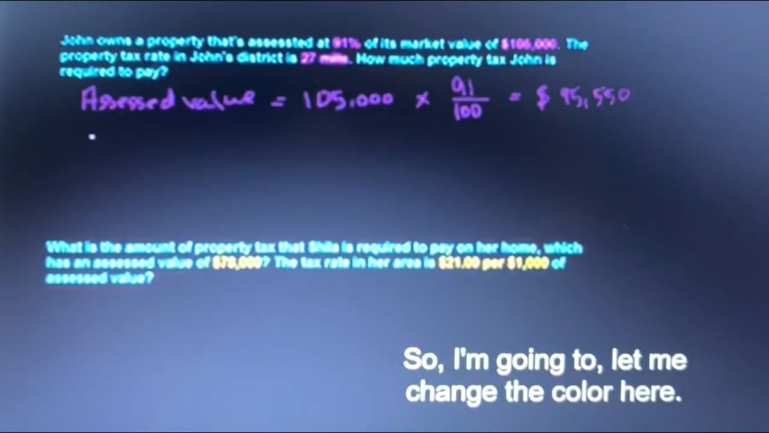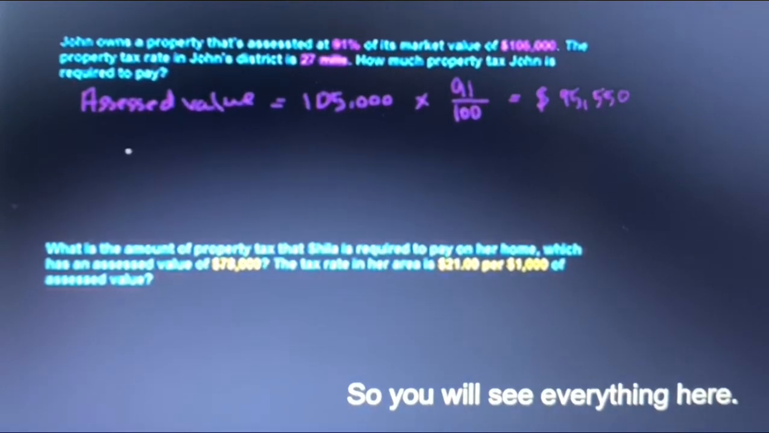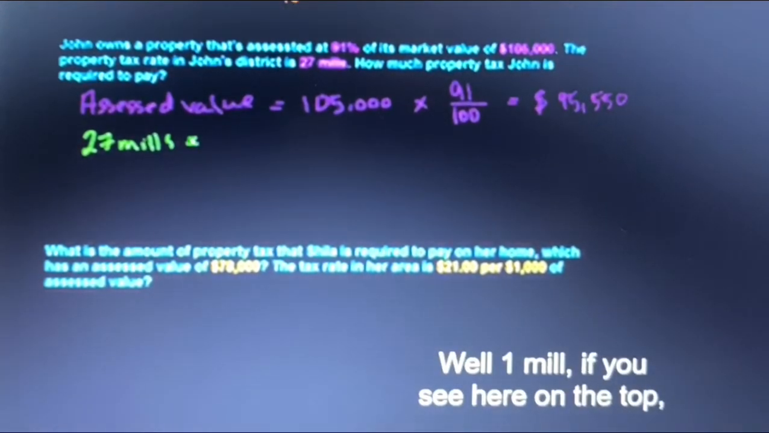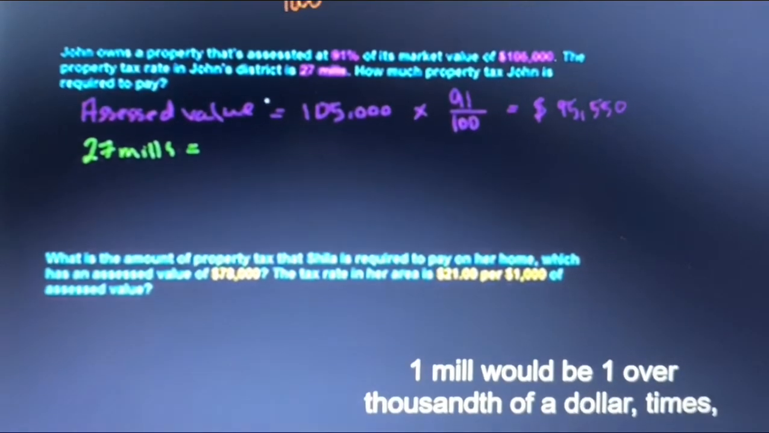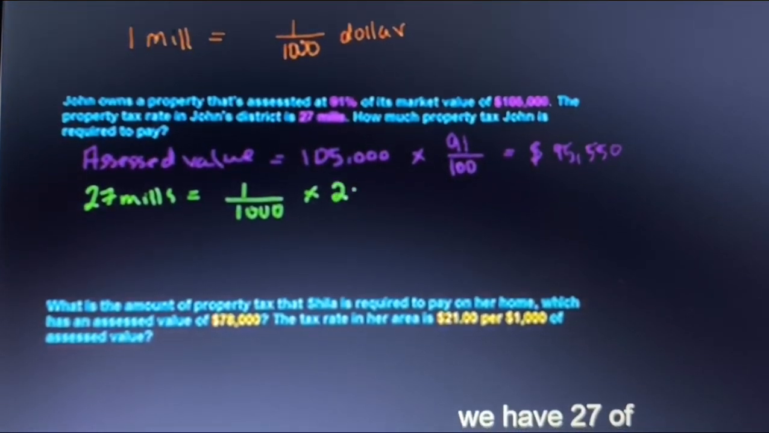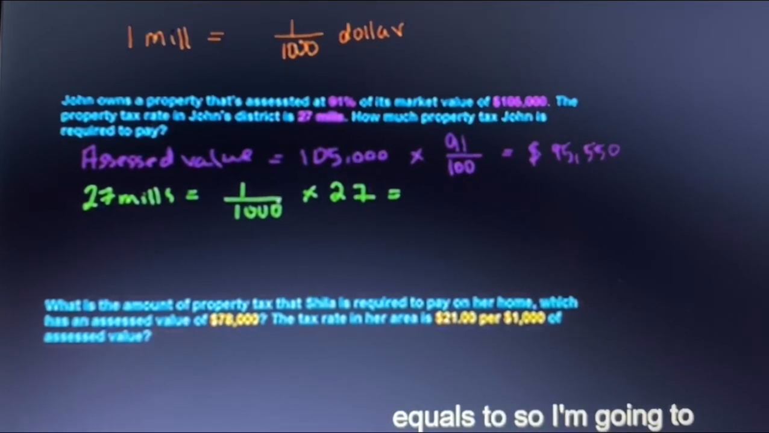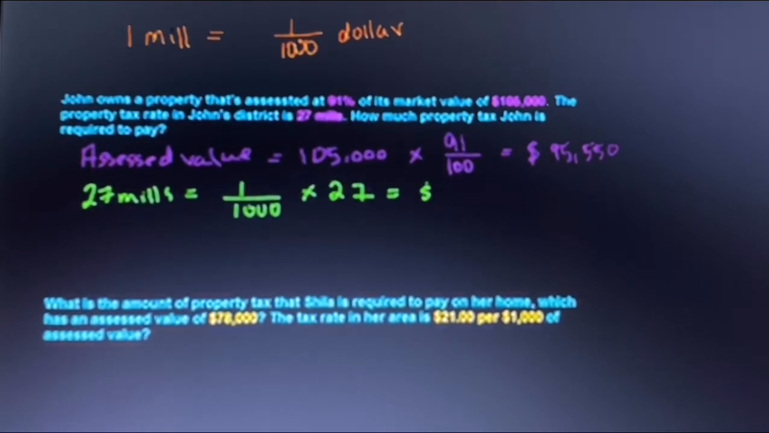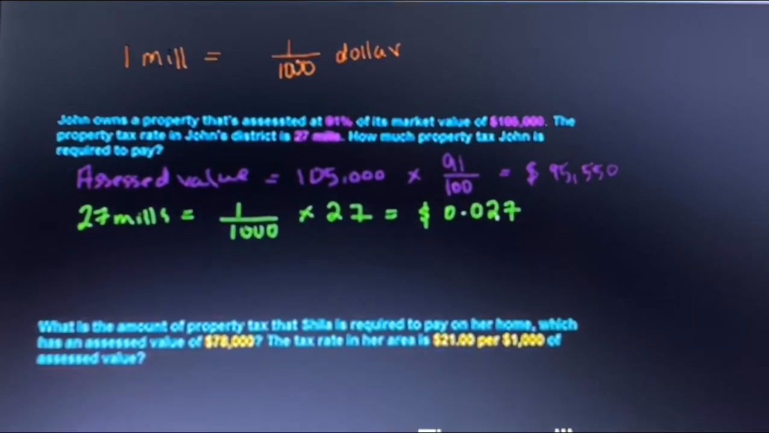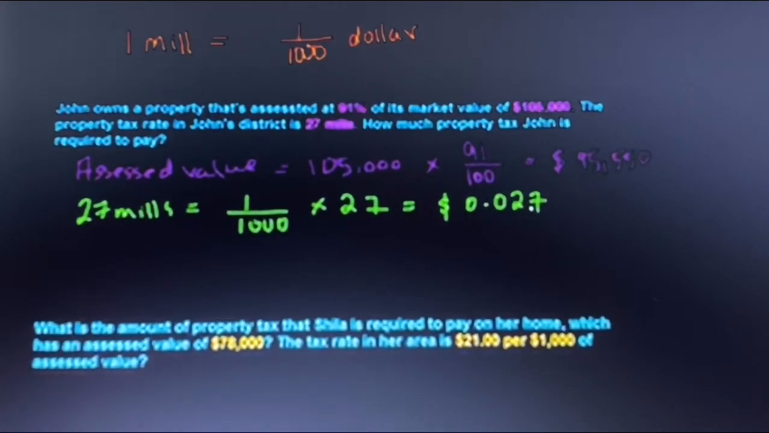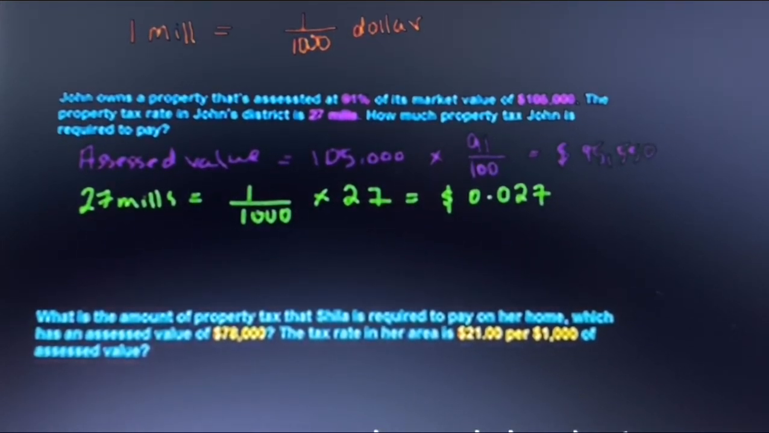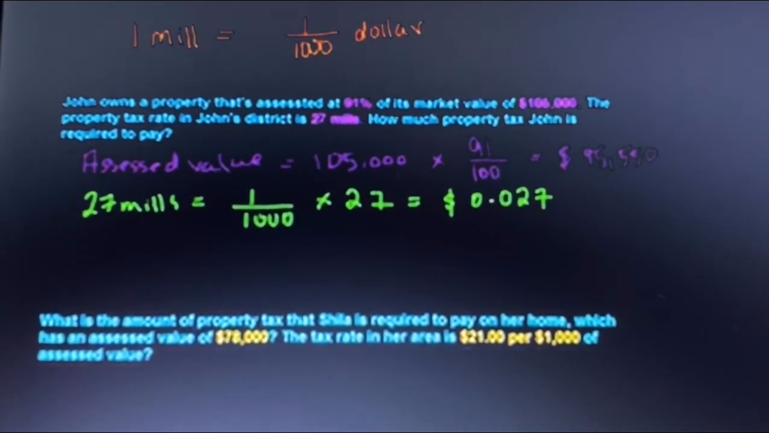Let me change the color here so you will see everything separately. 27 mills equals, well, 1 mill, as you see here on the top, is 1 over 1,000 of a dollar, times we have 27 of these, times 27. If I multiply these two values, I'm going to have $0.027. This is a bit more than 2.5 cents. Meaning that for each $1 of the assessed value of John's house, he's going to pay more than 2.5 cents towards property taxes.